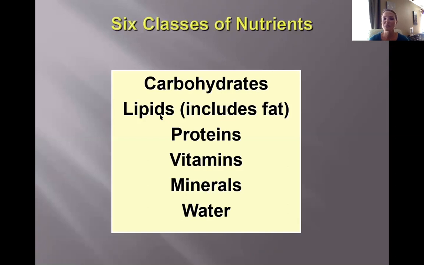So let's talk a little bit about the 6 classes of nutrients. So we have carbohydrates, lipids, which are your fats, proteins, vitamins, minerals, and water. So carbs, lipids, and proteins, those are the 3 nutrients that are going to provide us with energy.